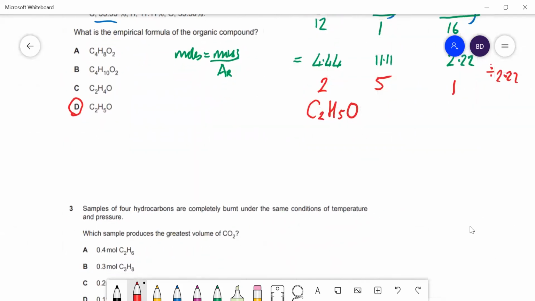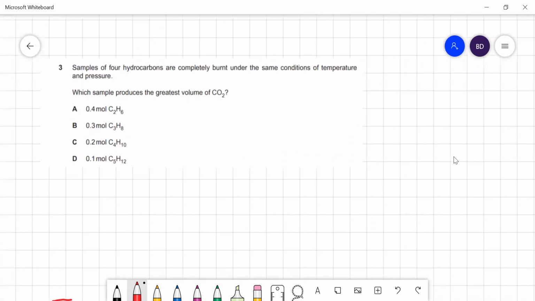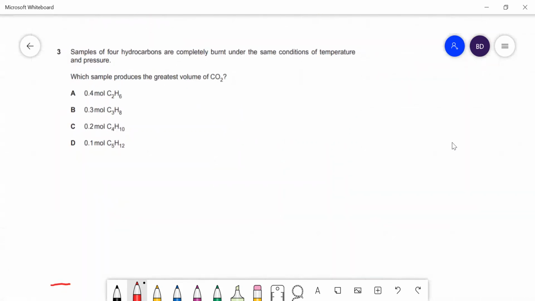Okay. Now, 4 samples of 4 hydrocarbons are completely burned under the same conditions of temperature and pressure. Which will produce the greatest volume of CO2? If we did a balanced equation, let's just do it for the first one, C2H6, reacting with oxygen. We're going to get CO2 and H2O. To balance that, I need to put a 2 there and a 3 there. We don't really care about the water, but you can see that this gives us 2 moles of CO2 for every 1 mole of ethane.